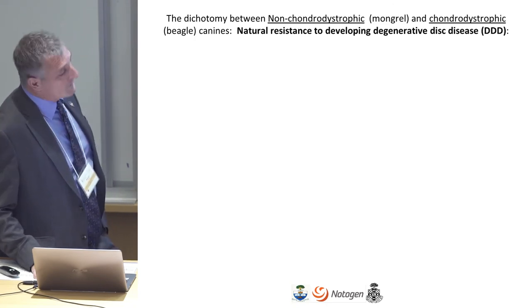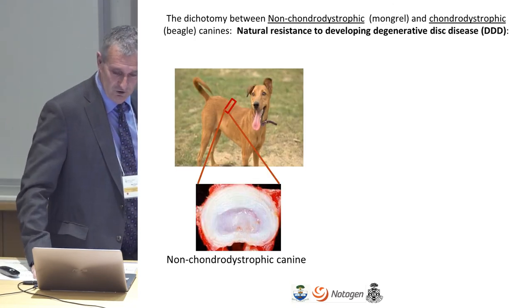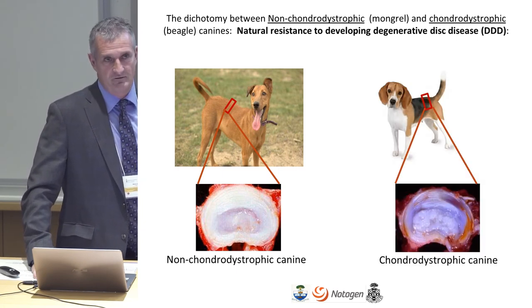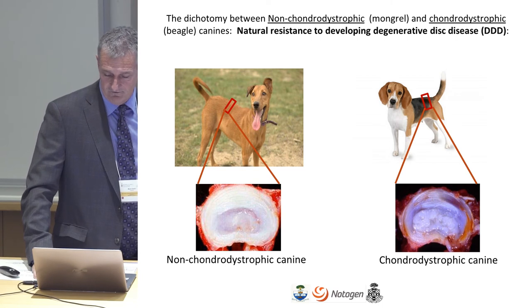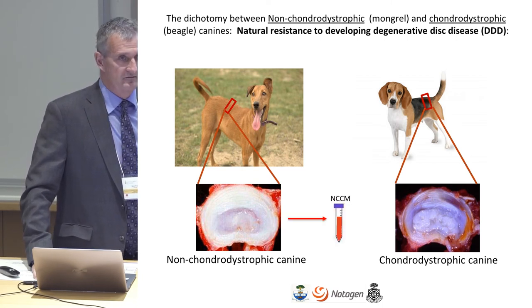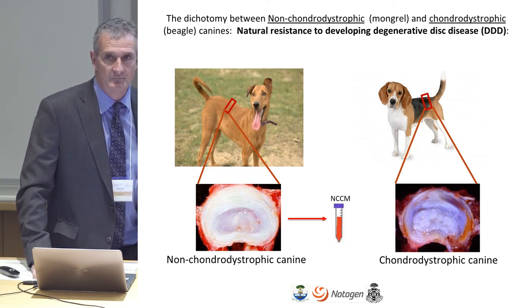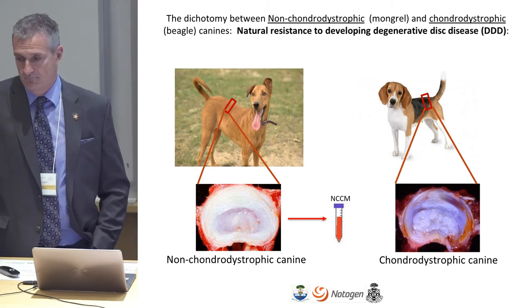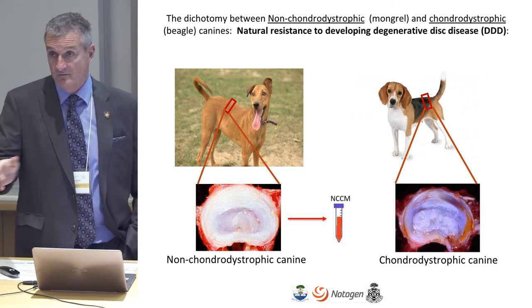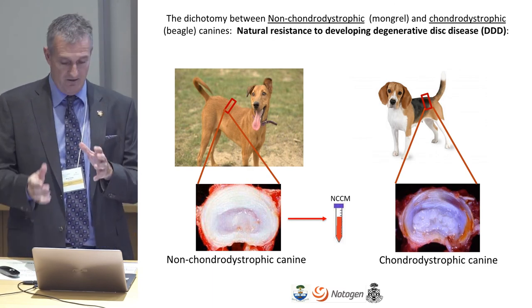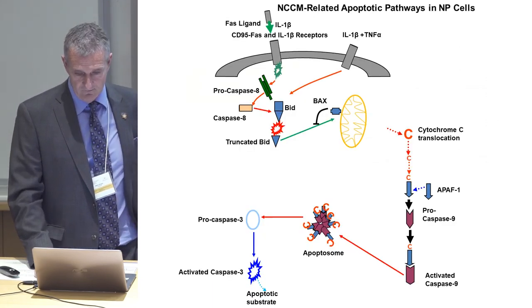So the dichotomy between this mongrel, goofy-looking dog with this really nice, healthy disc and this beagle dog that doesn't fascinated us, and me from my PhD and years later. So we thought, well, wonder if we could find out what that stuff they make is. So we call it notochordal cell conditioned medium. So we take the discs that are healthy and put them into a little dish with media, with nothing in it, just sugars and salts to keep the cells alive, no growth factors or anything. And we collect that stuff. And we wanted to figure out how it works.